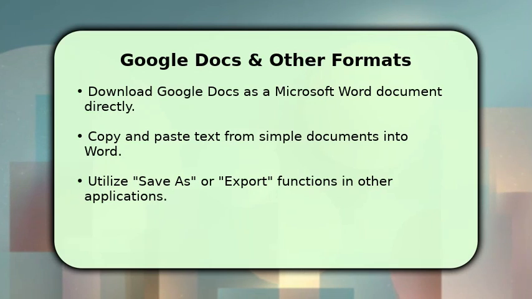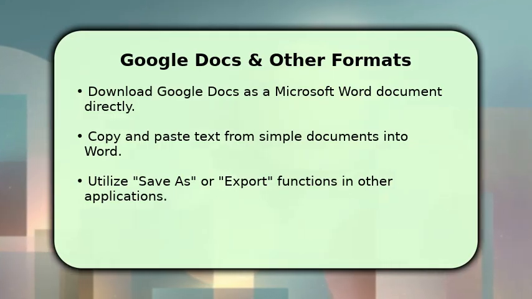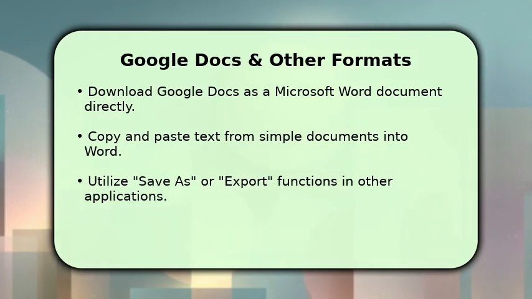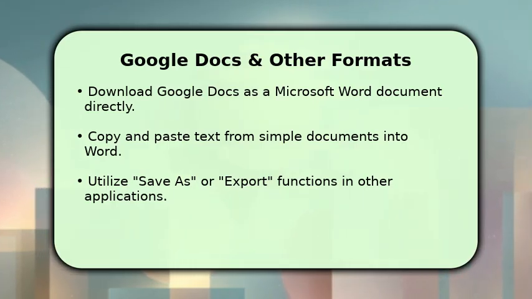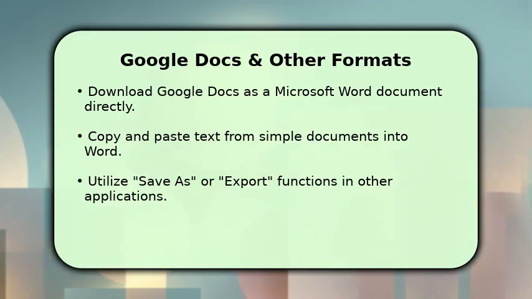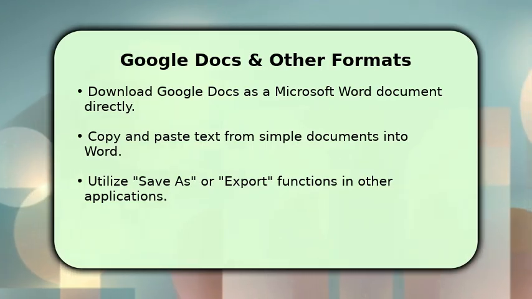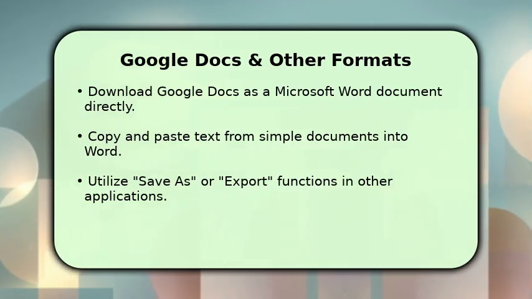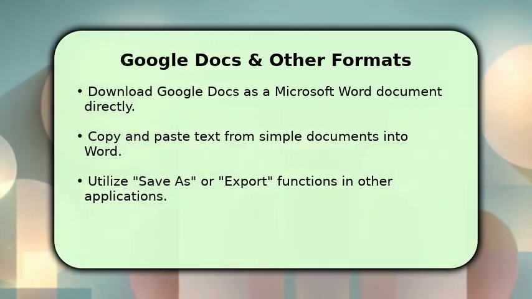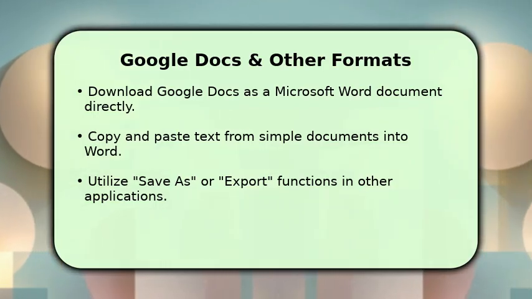For Google Docs, the process is straightforward. Simply go to File, then Download and select Microsoft Word, docx. This creates an editable Word file. For other text-based documents, a simple copy and paste into a new Word document often suffices. Many applications also offer a Save As or Export option, allowing you to choose the Word format directly. Always confirm the output file type is docx for full compatibility.